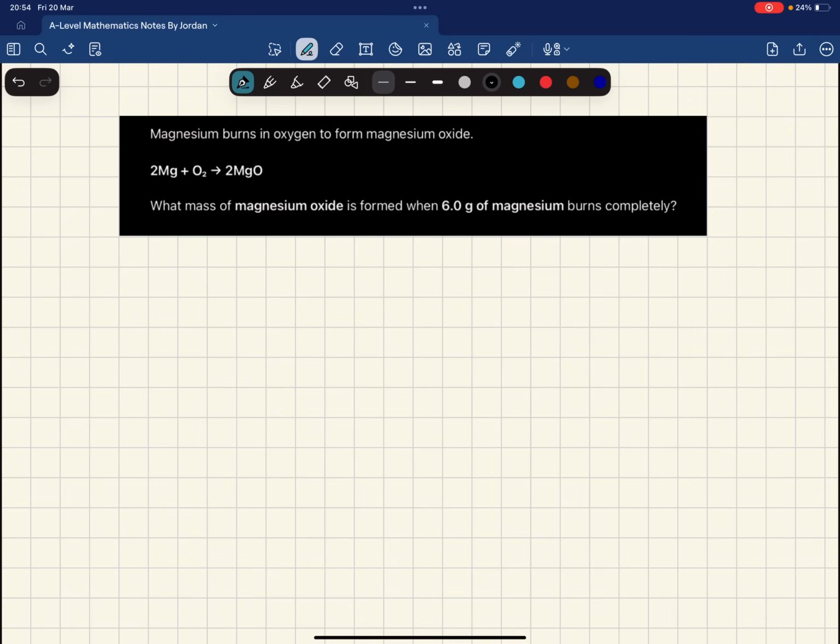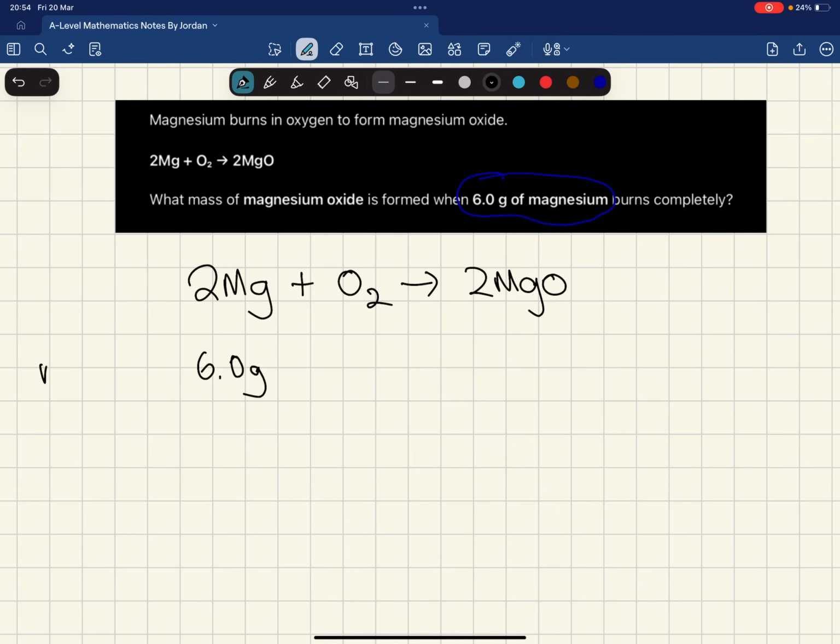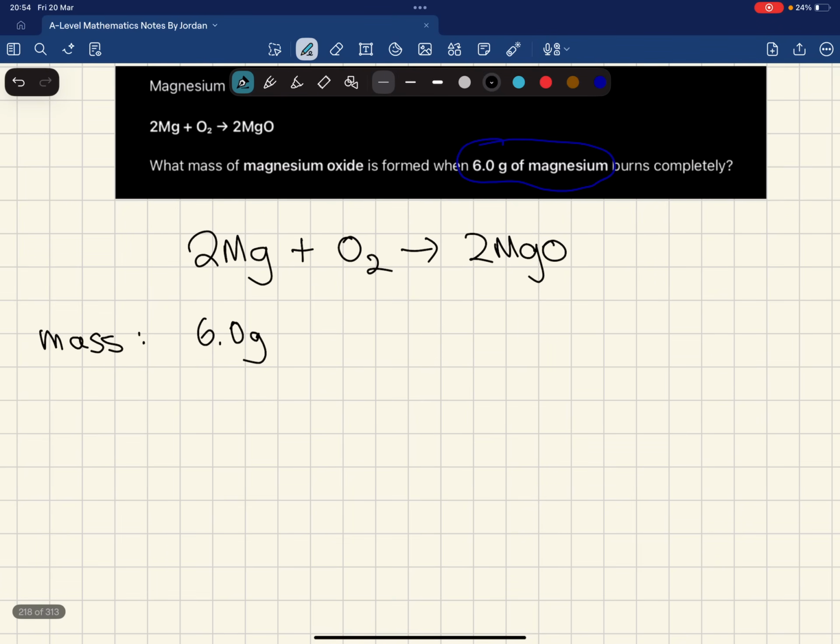So, first things first, I would write the equation out, and then start adding on the values that they've given you. The only value they've given you is the 6 grams of magnesium here. Now it does ask for what mass of magnesium oxide is formed, of course, but the mass they gave you was for the magnesium. So you should be writing that here below the magnesium. And I make this into a mass column, because that's what it is, okay?